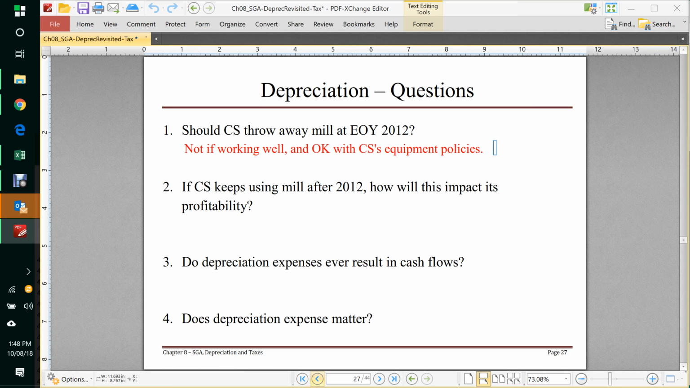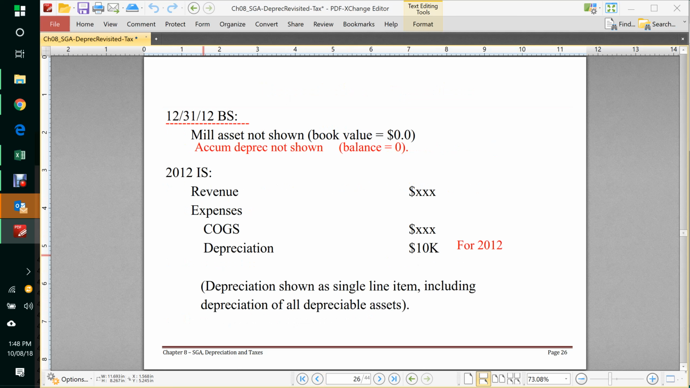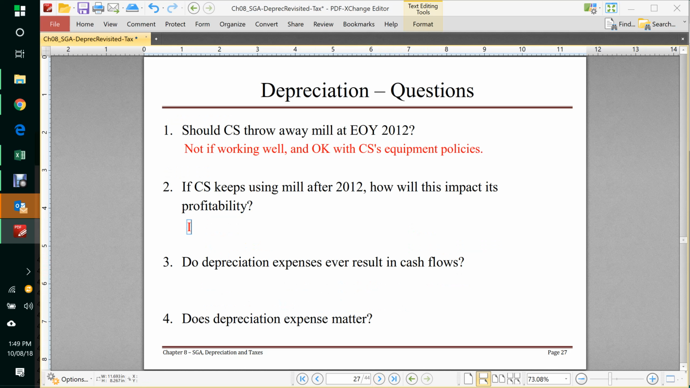How will this impact its profitability? Let's look back here. Are they still going to have this depreciation expense in 2013? Nope, it ain't going to happen, right? So all else being equal, are they going to be more profitable or less profitable? They're going to be more profitable because they have less expense. So it's going to increase profitability because there's no more depreciation expense.